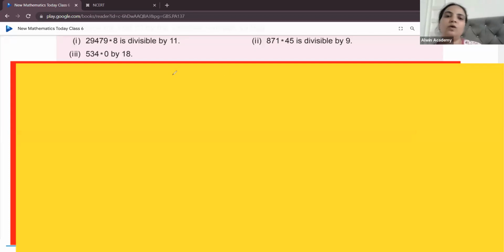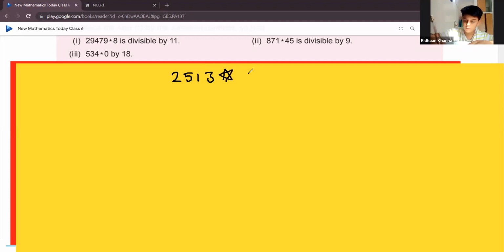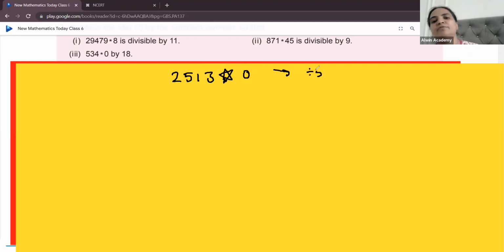Okay. So now I am giving you number 2513 star 0. And now, Kirat beta, you have to tell me what should replace this star so that the number is divisible by 5. Let me see if Kirat can answer this. Ma'am, can I say? Silly question. Ma'am, it's the easiest question on earth.